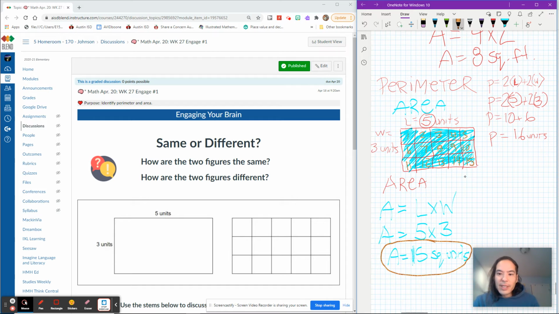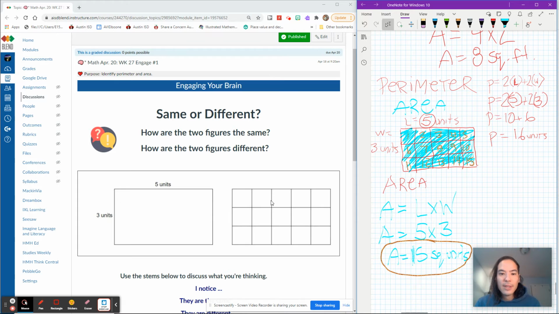So basically what we found out is our picture on the left has labels, and our picture on the right has been divided into the square units. The picture on the left can help us find perimeter or area, and the picture on the right is already showing us the area. 1 through 15 square units. And when we multiplied 5 times 3, we got 15. So these are basically two different representations of the same thing.